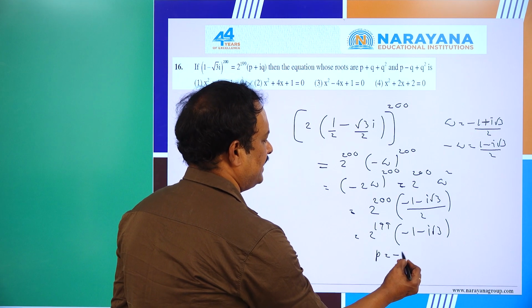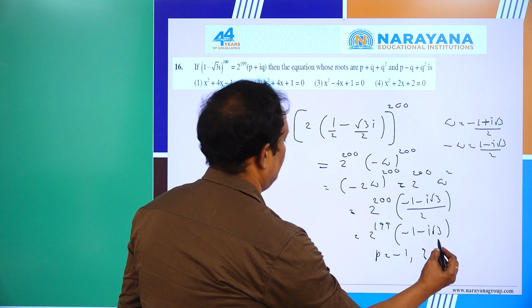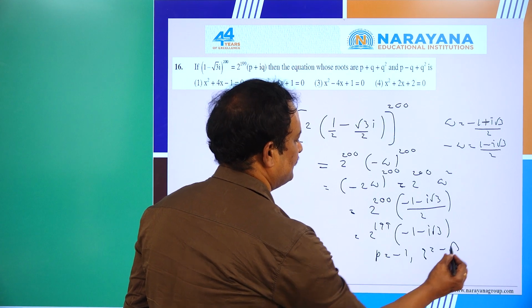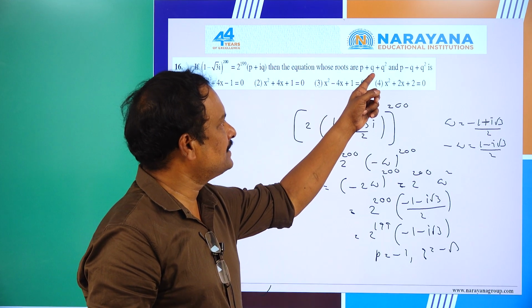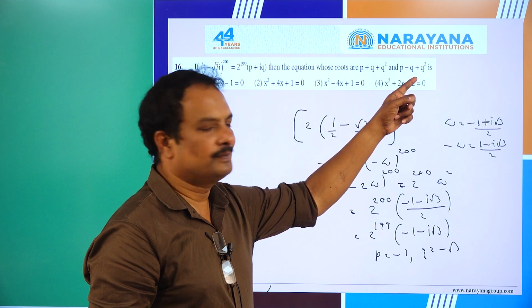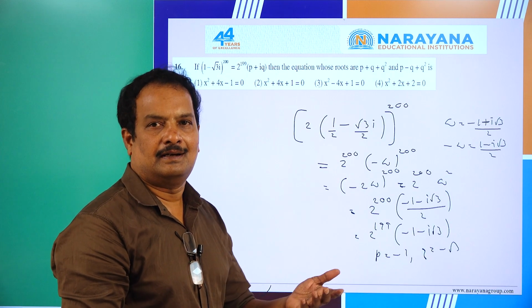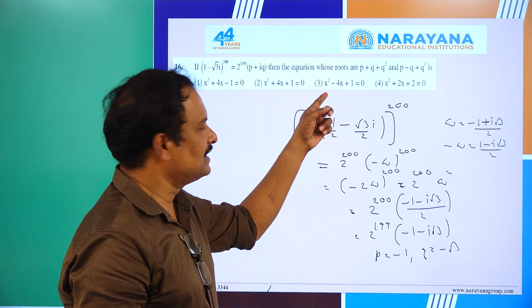P value is minus 1, q value is minus root 3, that is all. Once you know the values of p and q, straight away you substitute in p plus q square, p minus q plus q square. You will be knowing the two roots of the required quadratic equation.